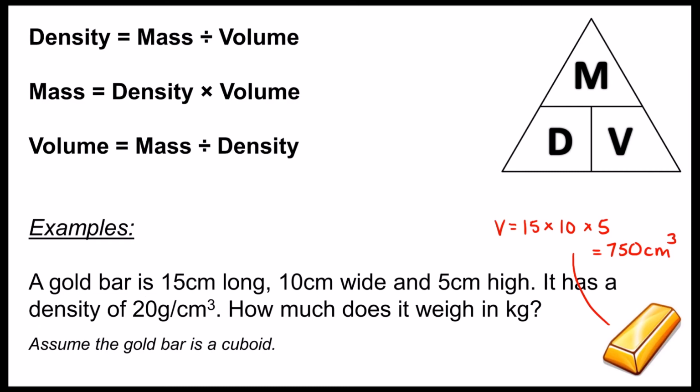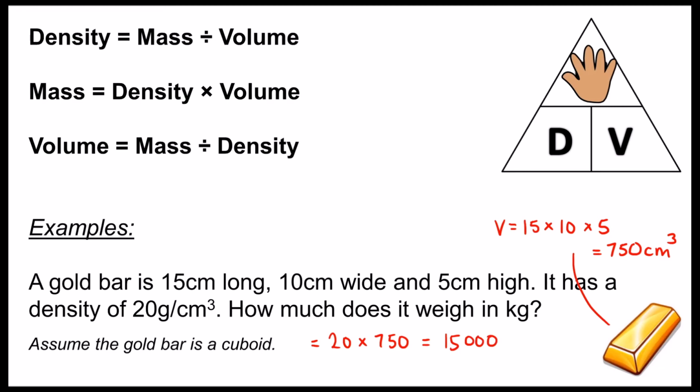Because we want to know how much the object weighs, we can cover up m, which is the mass, and that tells us we want to do density times by the volume. That is 20 for our density times by 750 for our volume, which gives us an answer of 15,000.